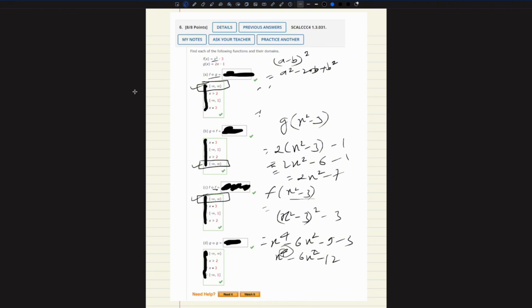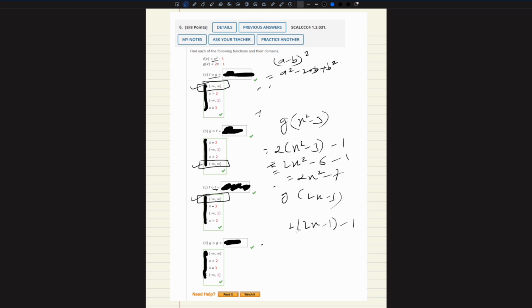Now finally let's do g of g. So g of g will be, one second, okay, so it will be g of 2x minus 1, and then let's put 2x minus 1 in there. So it will be 2 times 2x minus 1 minus 1. So 2 times 2 is 4x minus, and then 2 times minus 1 is 2, minus 1. So it will be 4x minus 3. So again it is a polynomial function, so the domain will be minus infinity to infinity. So this is the answer.